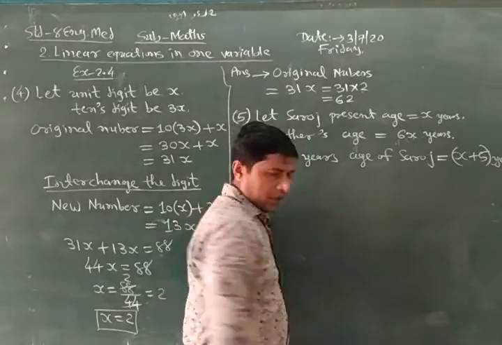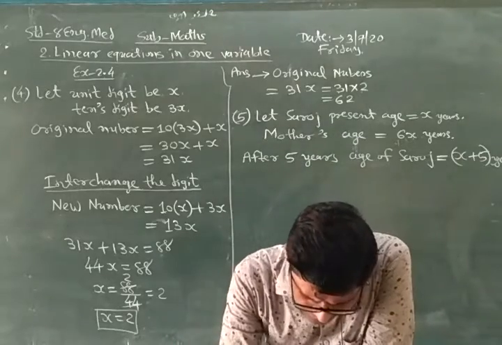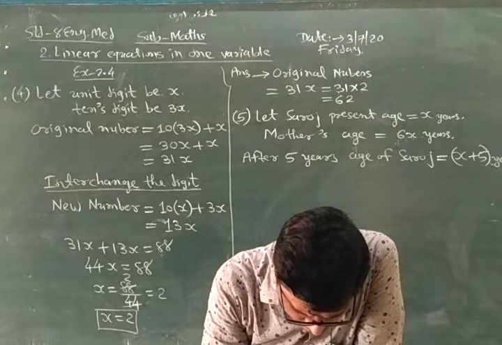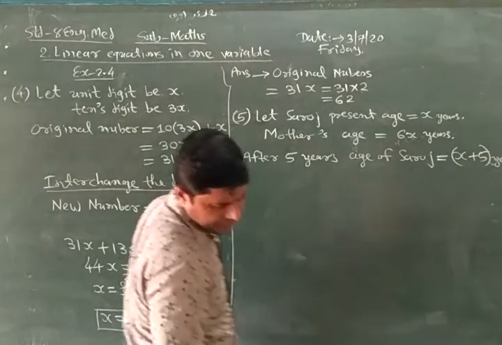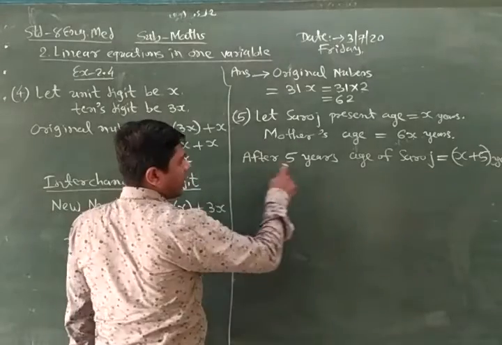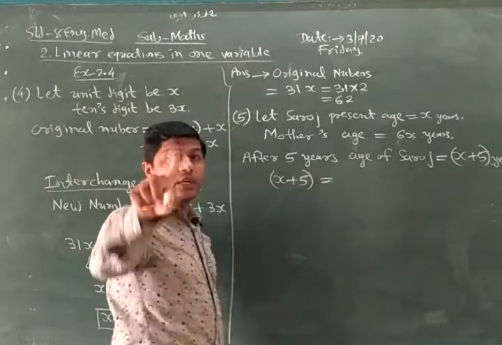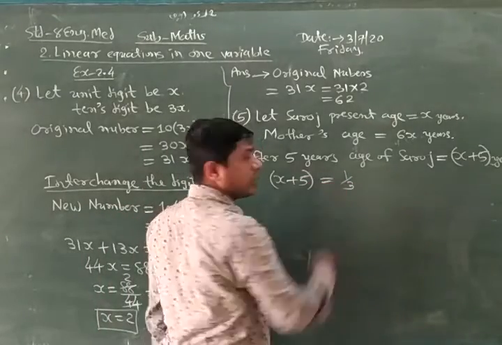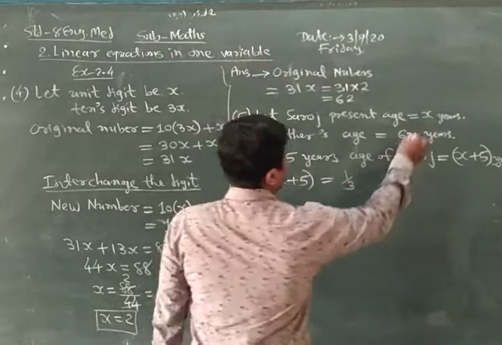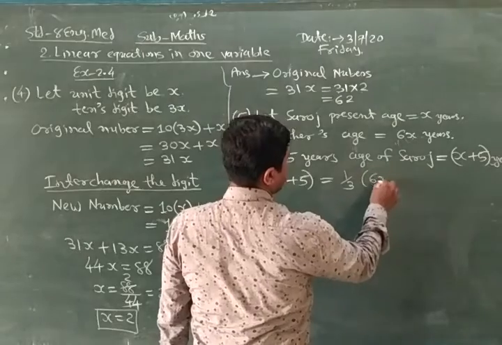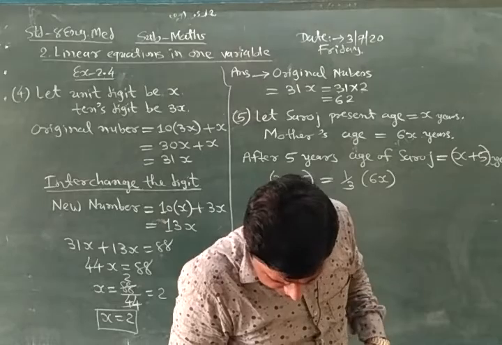Okay. Now here in the question, Saroj's age 5 years from now will be 1/3 of his mother's present age. Saroj after 5 years, age x plus 5, is equal to 1/3, and mother is 6x. This is given. So what we find here is their present ages.